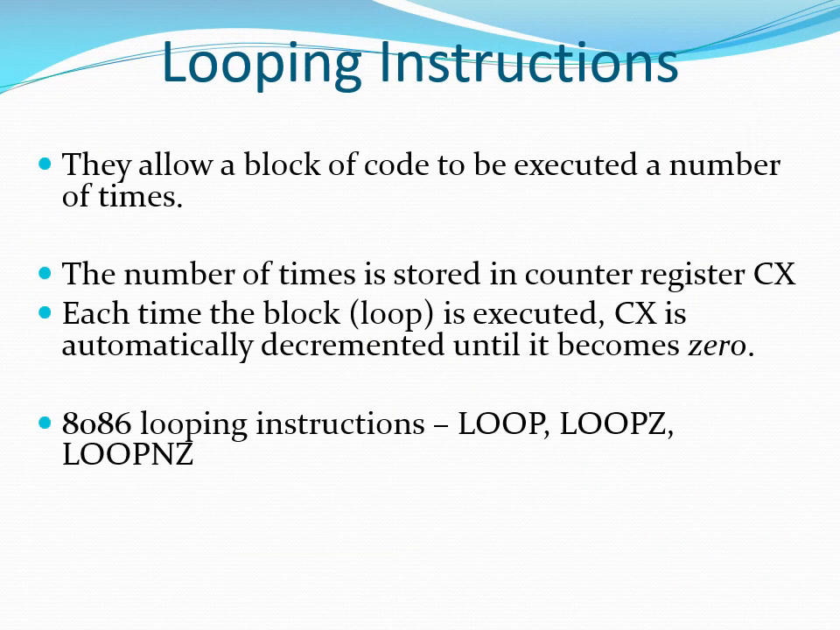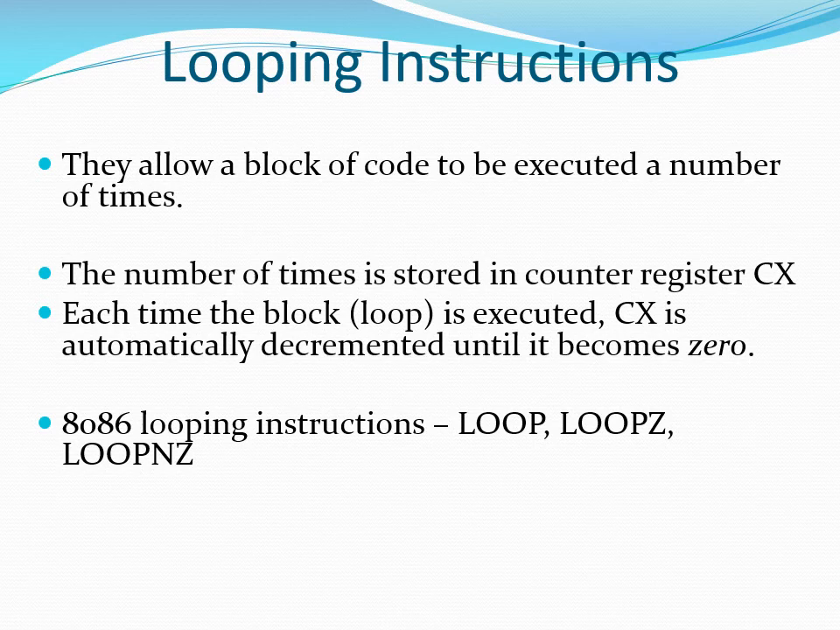Looping instructions allow a block of code to be executed a number of times. The number of times that the block is to be executed is stored in register CX. Each time the block is executed, register CX is automatically decremented until it becomes 0. The 8086 looping instructions are loop, loop if 0, and loop if not 0.